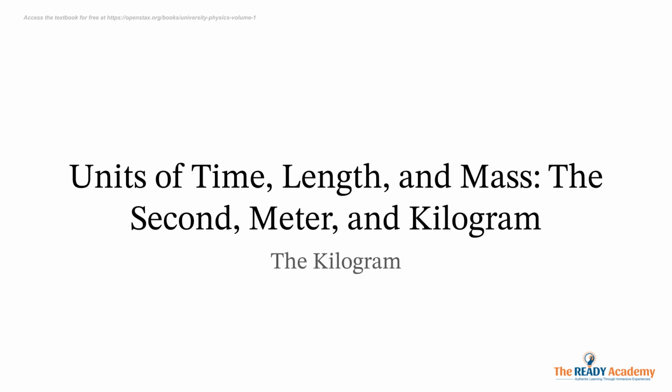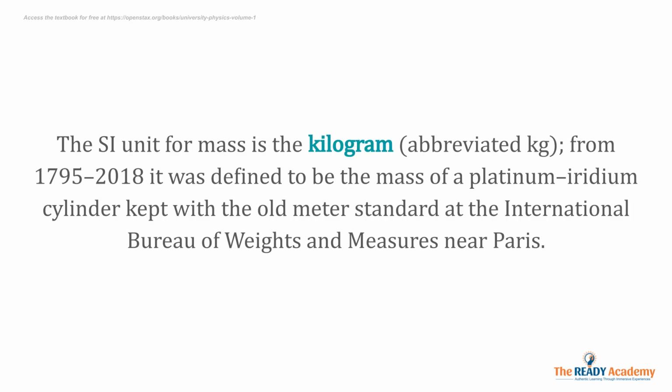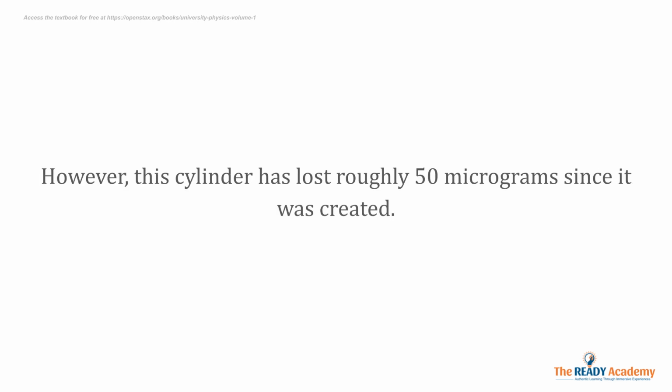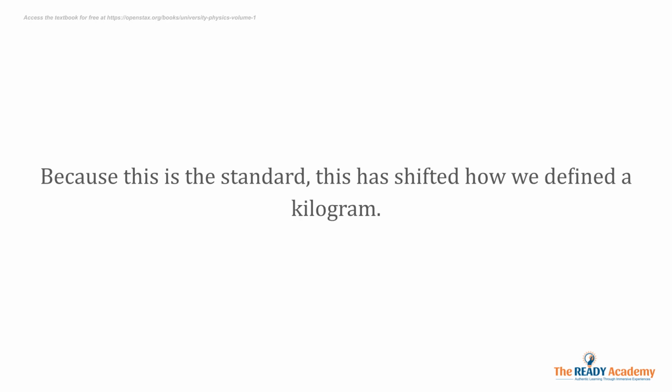The kilogram. The SI unit for mass is the kilogram, abbreviated kg. From 1795 to 2018, it was defined to be the mass of a platinum iridium cylinder kept with the old meter standard at the International Bureau of Weights and Measures near Paris. However, this cylinder has lost roughly 50 micrograms since it was created. Because this is the standard, this has shifted how we defined a kilogram.